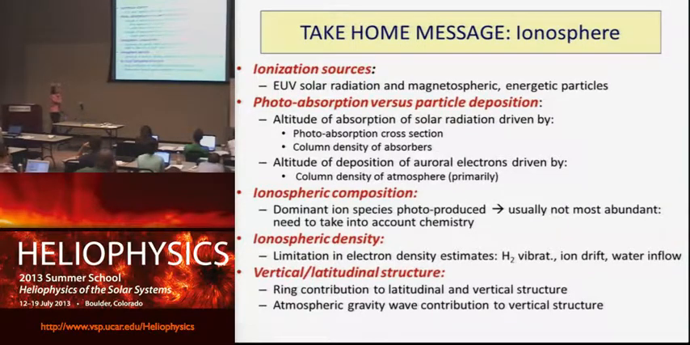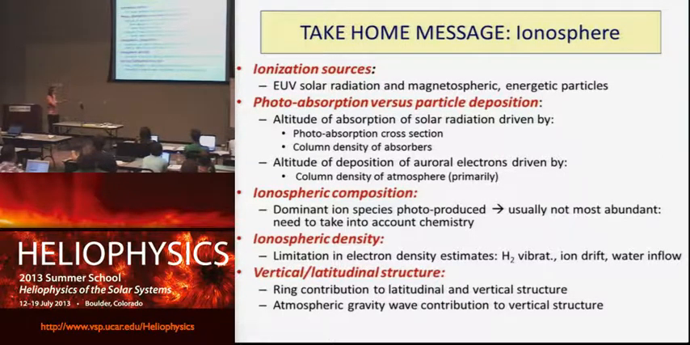So the take-home message for this lecture. The ionization sources are the extreme ultraviolet and soft X-ray solar radiation, and magnetospheric energetic particles. I spoke only about electrons, but you have also protons and ions. Photoabsorption versus particle deposition. If there is one thing that I would like you to remember, it is that the absorption of solar photons depends on the photoabsorption cross-section and on the absorber. In extreme ultraviolet, all molecules and atoms absorb, but the photoabsorption cross-section can be highly structured, so it can be higher or lower and varies as a function of wavelength. So a priori, you cannot say that photons, because they are more energetic, are going to be absorbed lower. Mid-UV and infrared radiation penetrate lower down because there is less absorber. And so the key thing is the photoabsorption values and what the absorbers are.